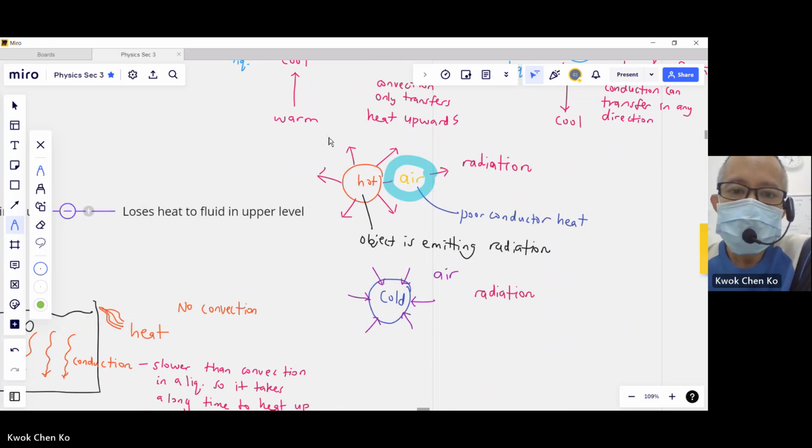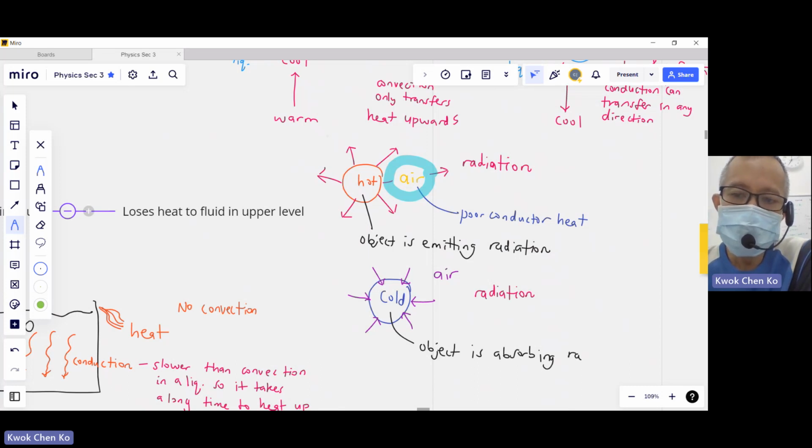Lastly, because this ball is taking in radiation, we'll call it the object absorbing radiation. The word emitting and absorbing typically applies to radiation, not conduction and not convection. It's going to come up, confirm emission or absorption. It's a traditional question.